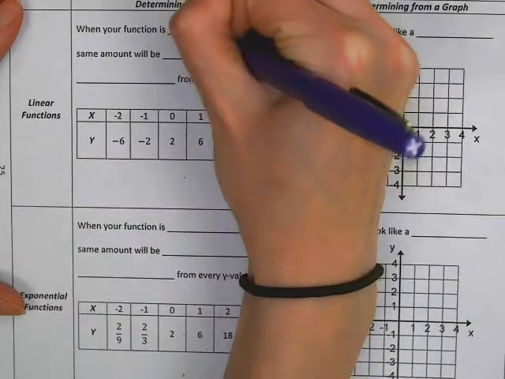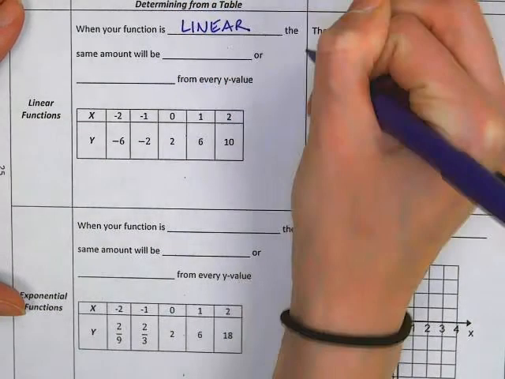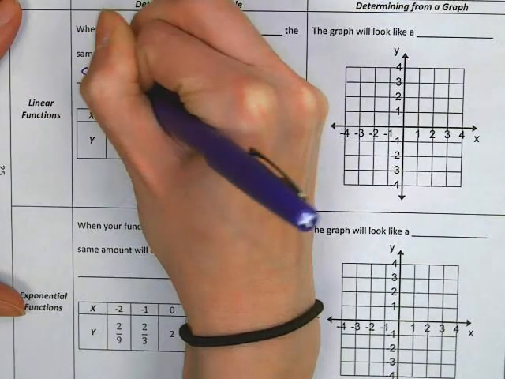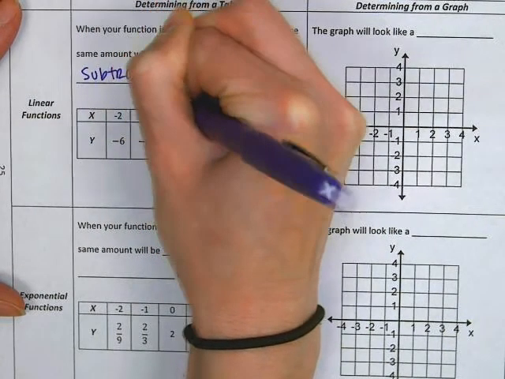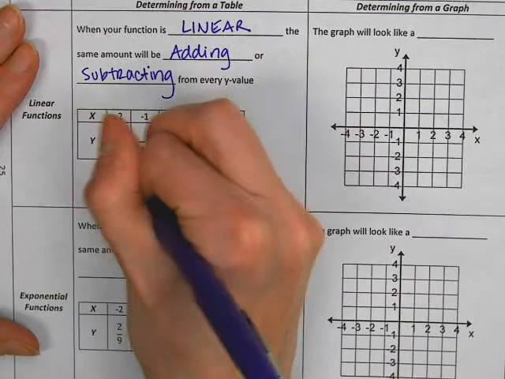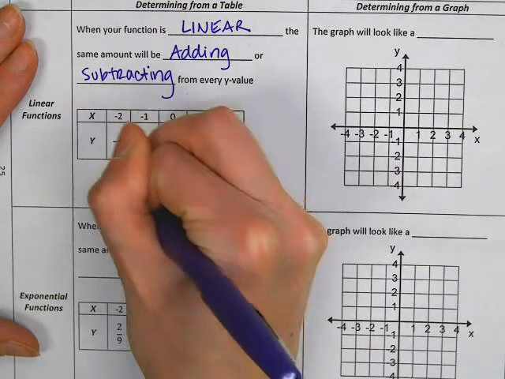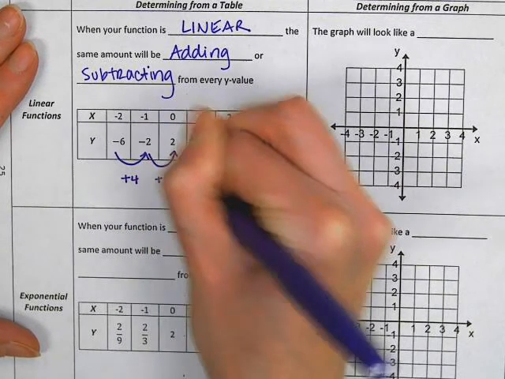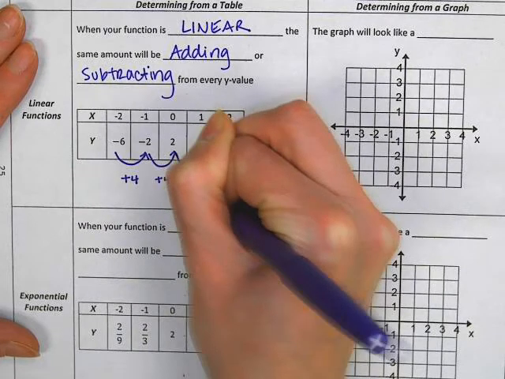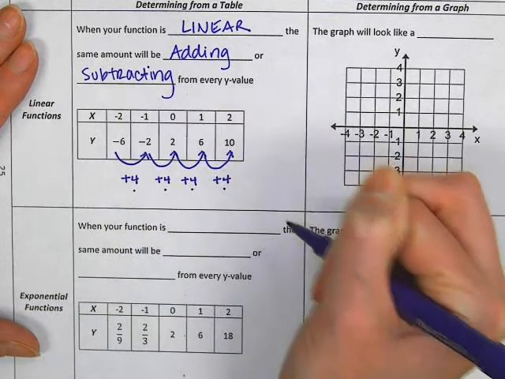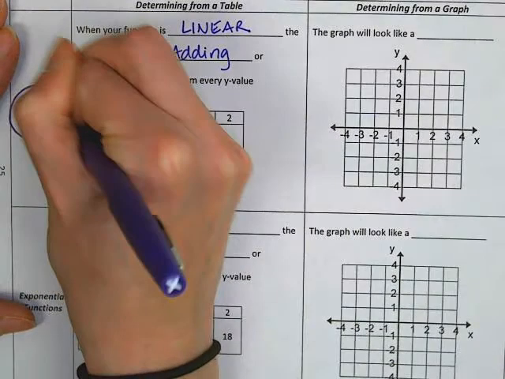When your function is linear, you are adding or subtracting the same amount from every y value each time. It's going to be an adding and subtracting change. So let's see if it's true. To get from -6 to -2, you're adding 4. To get from -2 to +2, you're adding 4. Same here, adding 4, same here, adding 4. So when this change is adding or subtracting, it tells you that it's a linear function.